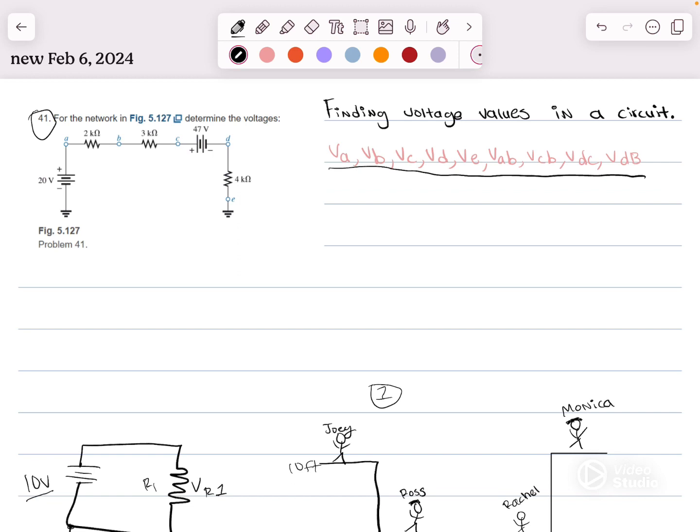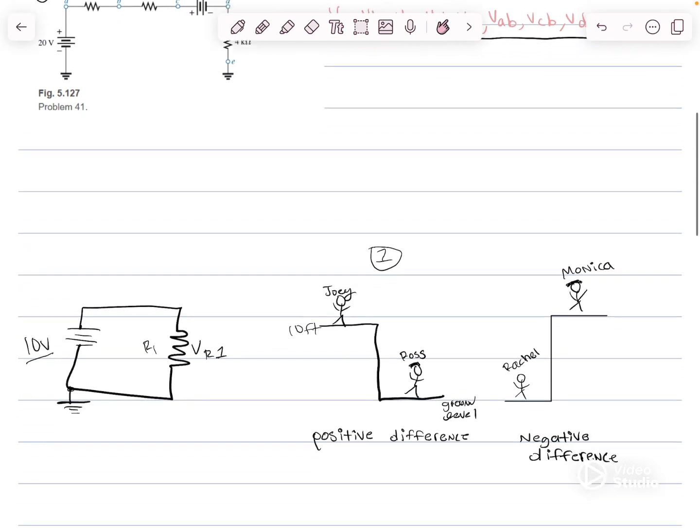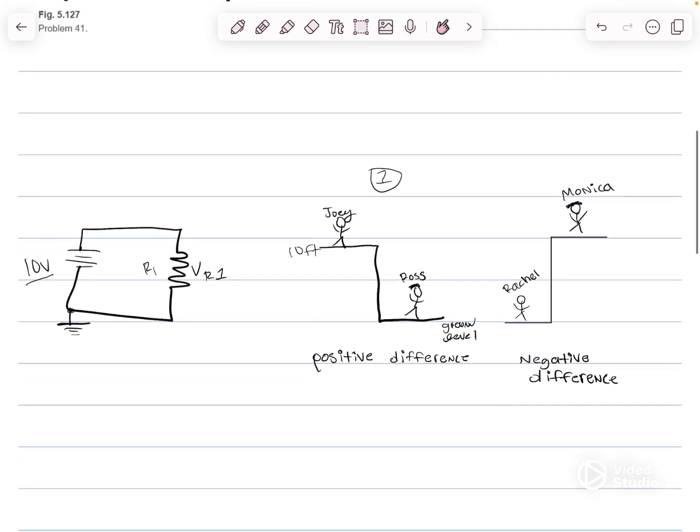Before we start finding the voltage values of our circuit, let's discuss voltages and good notation when talking about our circuits. Down here, I have three diagrams. This first diagram on the left side is a general circuit. We have our 10-volt battery, and we have a resistor. We're going to use this in combination with the other two diagrams to talk about voltage.